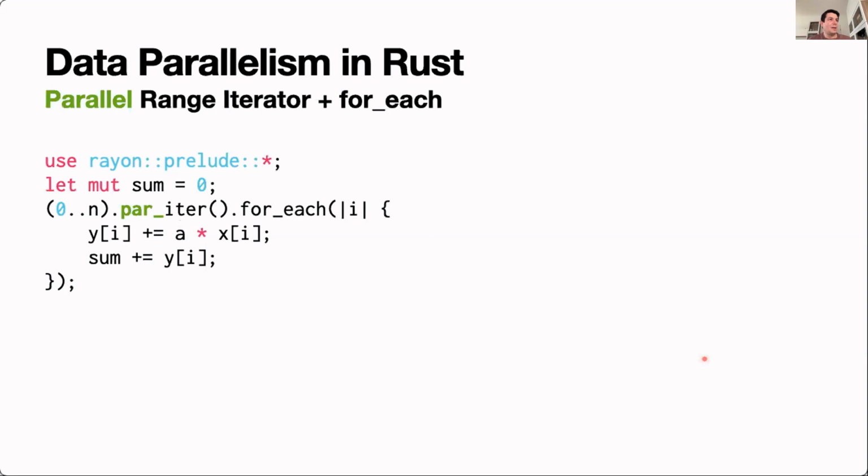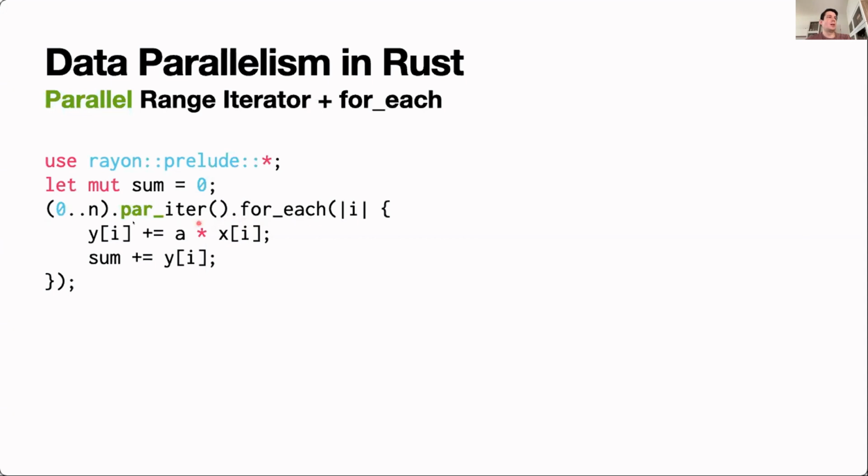What Rayon provides you is an interface for parallel iteration. It provides an interface called parallelizer that comes with some methods like par_iter. This allows you to obtain a parallel iterator into some range. So in this case, we have obtained a parallel iterator into this range of integers. And then it comes with specialized implementations of the algorithms that run in parallel.